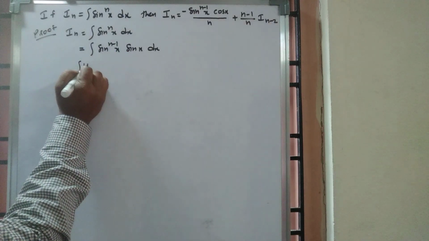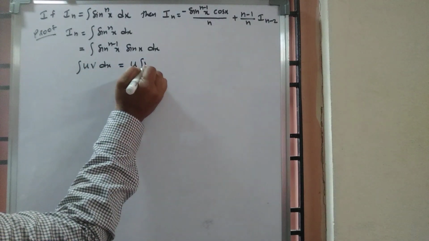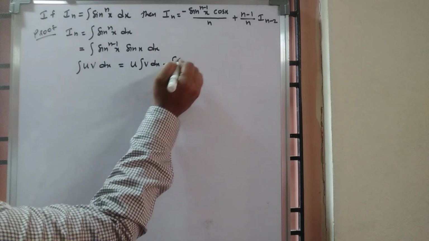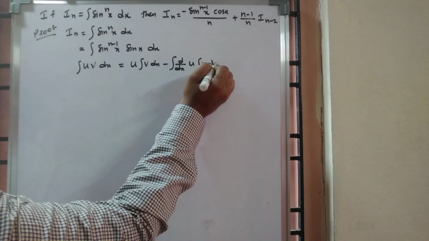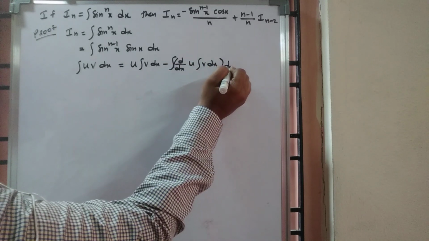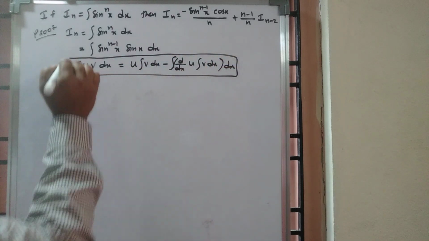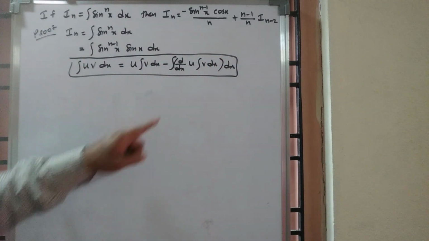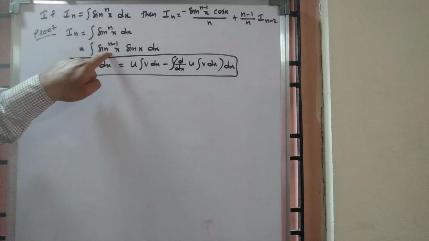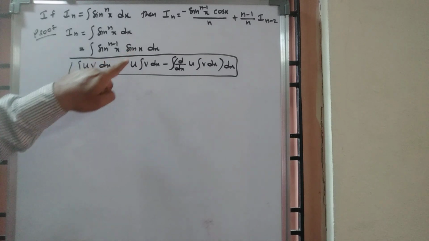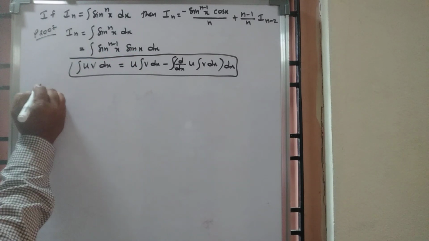Here we apply integration by parts for integral uv dx. What is integral uv dx? The formula is u integral v dx minus integral d by dx of u, integral v dx, whole dx, where u is equal to sin power n minus 1 x and v is equal to sin x.